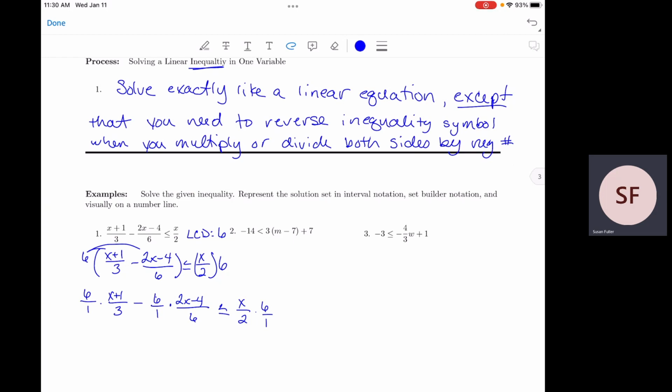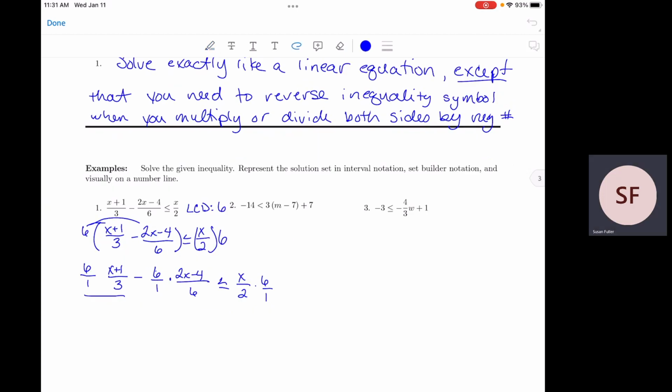And now we'll just perform each of the multiplications. So this one here, I can cancel my fractions here. So the 3 and the 6, if I divide top and bottom by 3 there, that's a 1. This is a 2. So overall, I'm going to get 2 times the quantity x plus 1 here. That's how this first one simplifies.